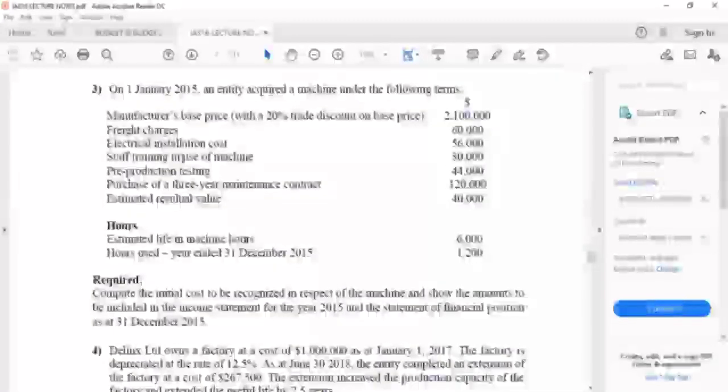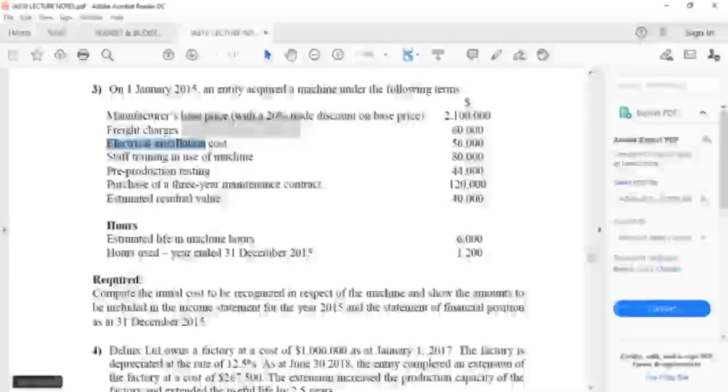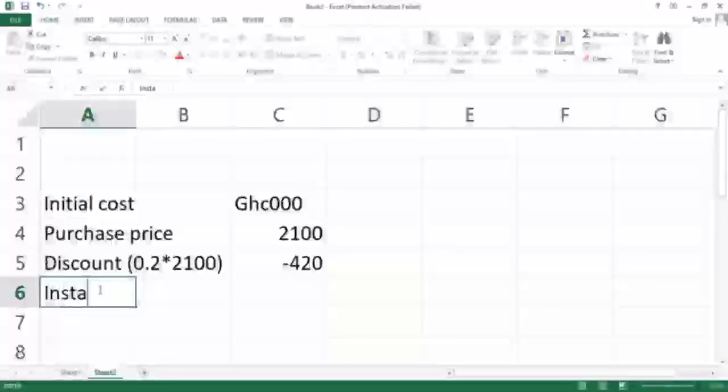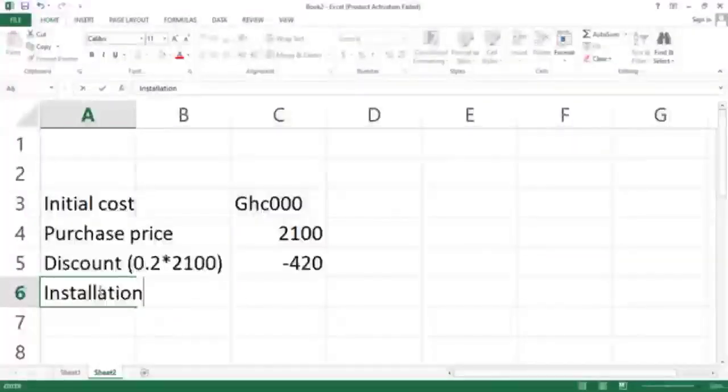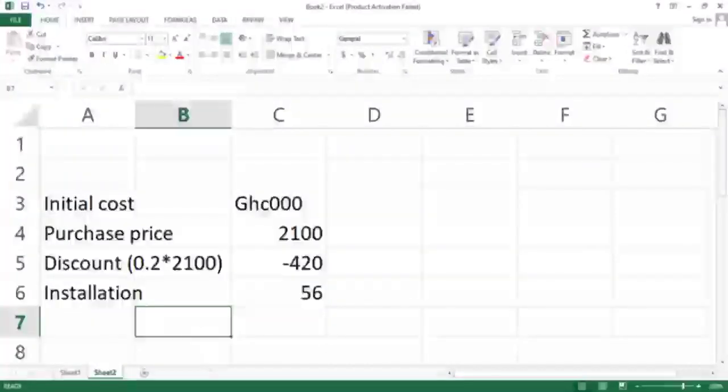1,680. Okay, let's just add all of them at once, because if we are adding, we subtract it, so that is the end. The next one is installation cost. What is the installation cost? $56. Okay. Installation is $56. I think we've jumped one of the free charges.